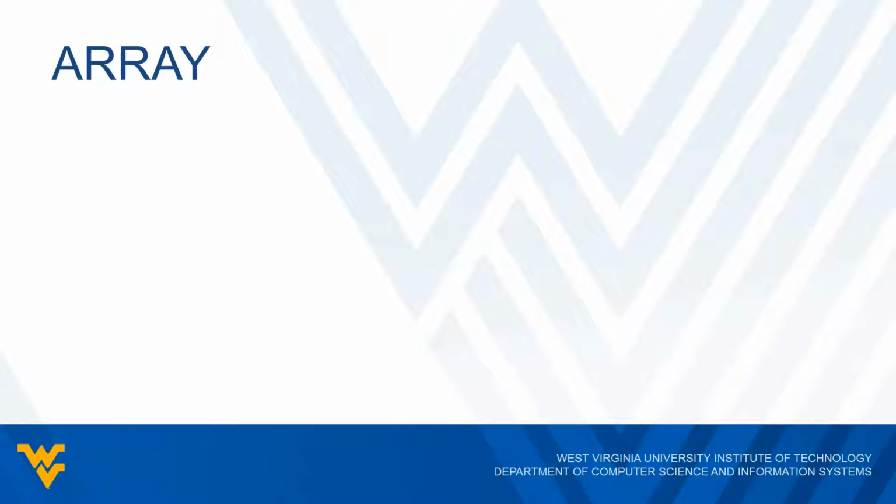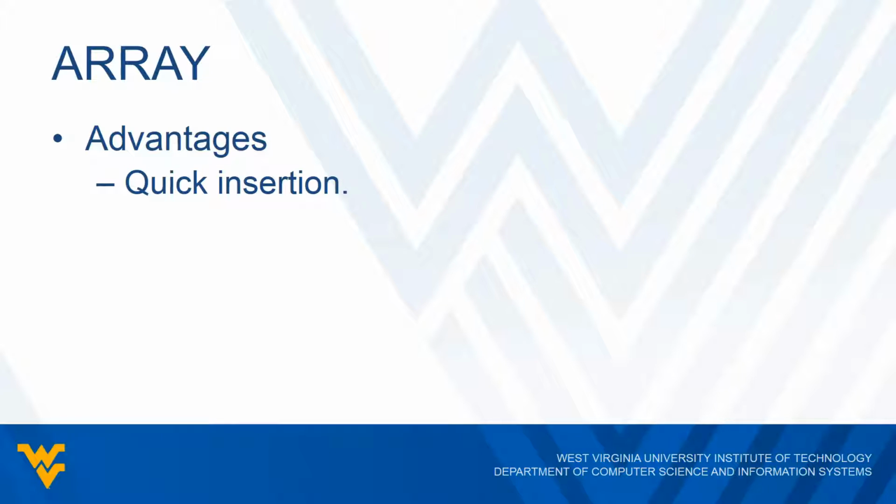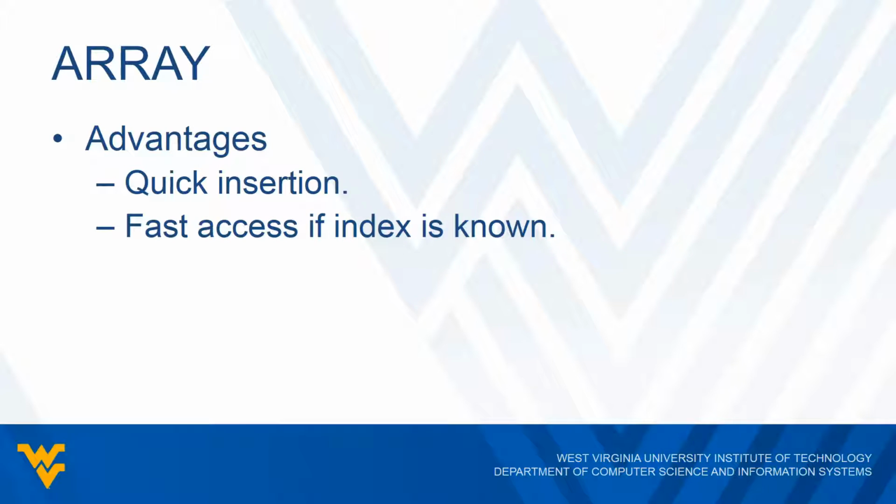Let's start with the array data structure that we talked about in CS 121. So we'll look at the advantages first. One of the first advantages is that insertion is very quick. What we mean by this is that we can add something to the end. We will talk about later on how we can add more elements to the end of a fixed size array, but we can insert stuff very quickly. Another advantage is if we know the index of a particular element, then we can directly access that element. So we have fast access if we know that particular index.